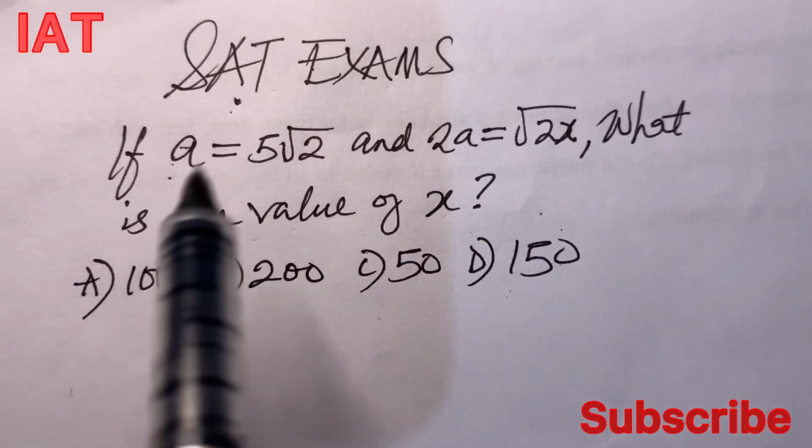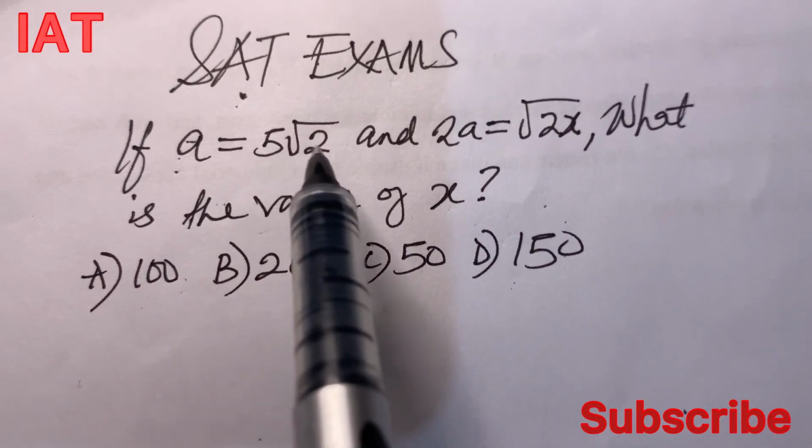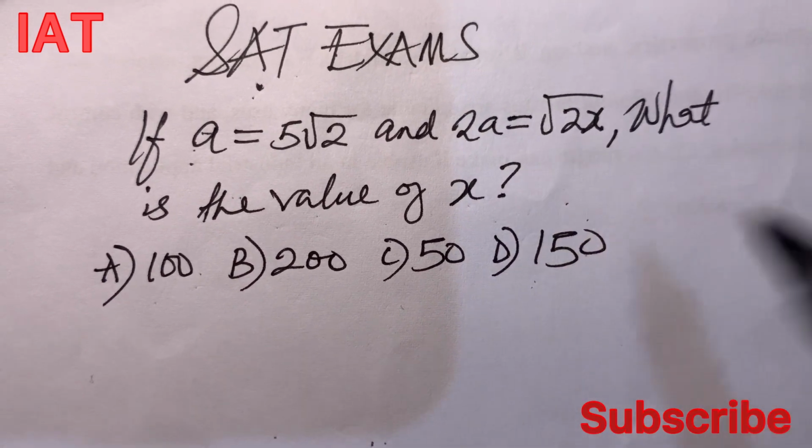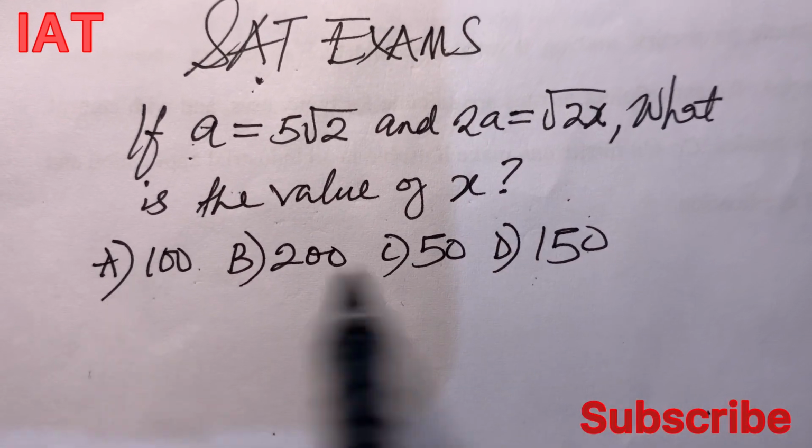Hi smart people, we have this problem: if a equals 5 root 2 and 2a equals the square root of 2x, what is the value of x? So we have these options.